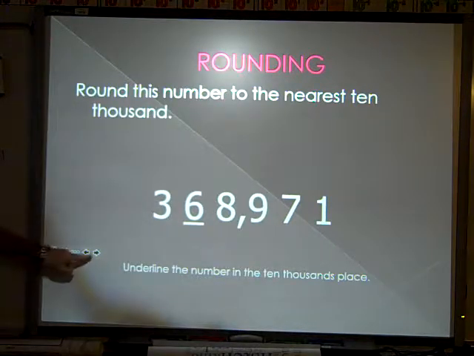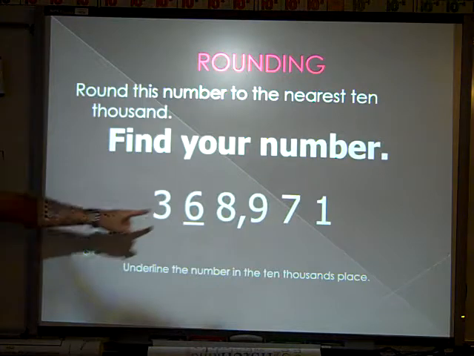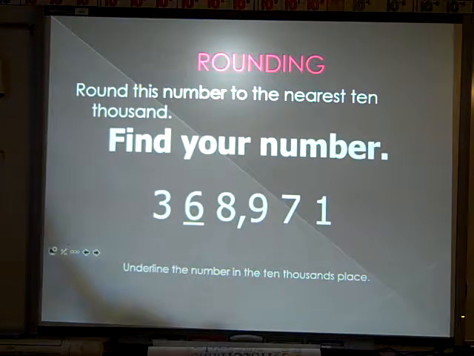So my first step is to identify or find the number that you are rounding. Okay? And we all should underline the number 6. So if you've not done so, please do so now. Underline that 6. That's the place I'm rounding. The next step is new. Okay? The next step is new.